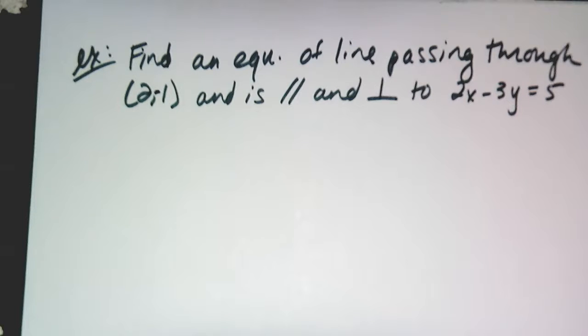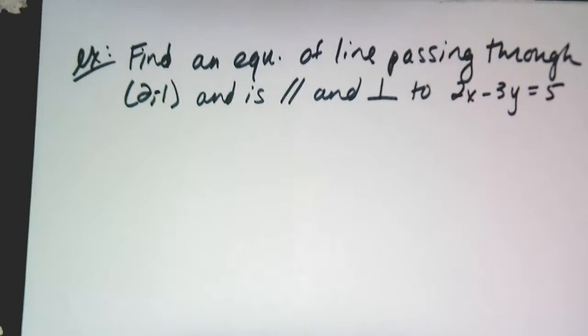Find an equation of a line passing through 2, negative 1 that is parallel and perpendicular to 2x minus 3y equals 5. We're going to find two different ones. You're like, how can that be? One's parallel, then we're going to find another one that's perpendicular. All right. So again, things I need.